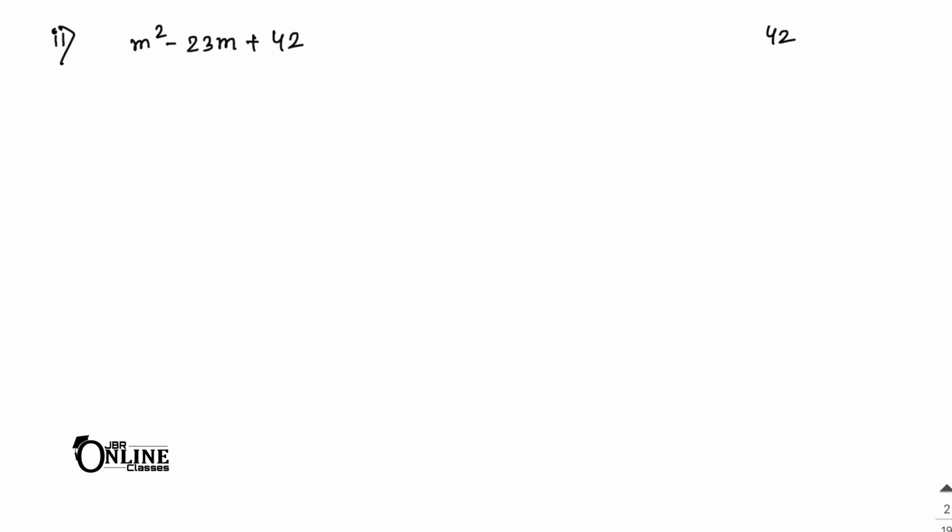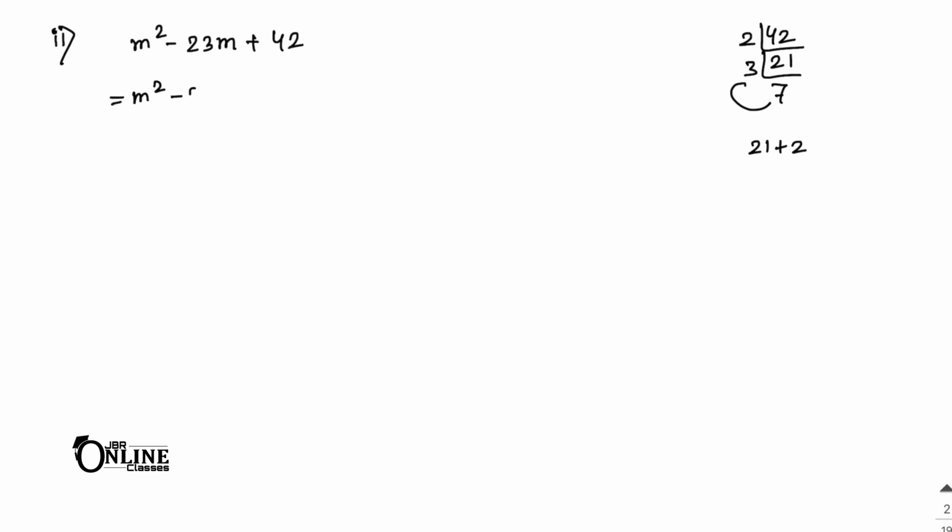So as here 42, first write down 2 and then 1, then 3 and 7. So 23. Okay, here 23. So here you can write down 7 into 3, it's 21. So 21 plus 2, it becomes 23.